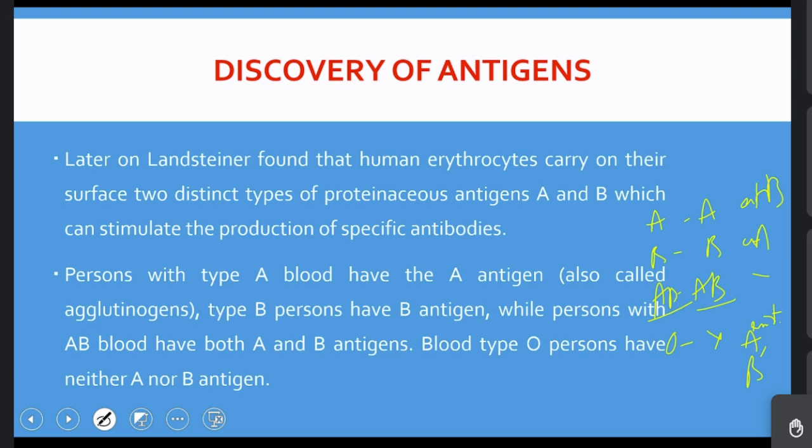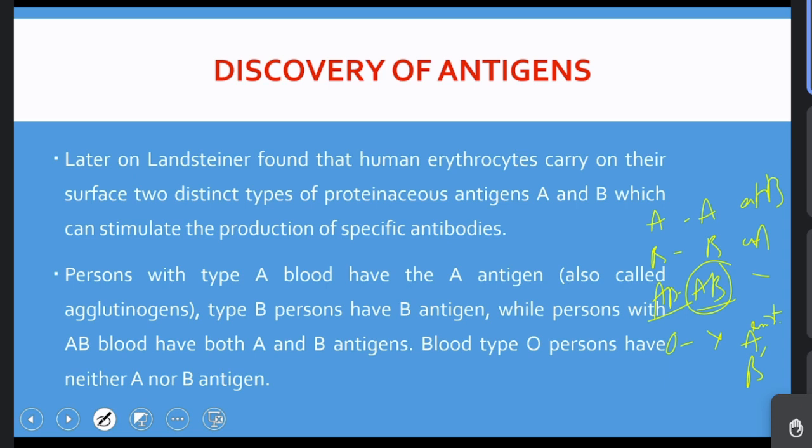Then what type of antibodies are present within them? All different kinds of antibodies with respect only to the foreign antigens will be present, but not with respect to your self antigens. No one will have antibodies for self antigens. So because A and B are self antigens, his blood will not contain antibodies for anti-A and anti-B.